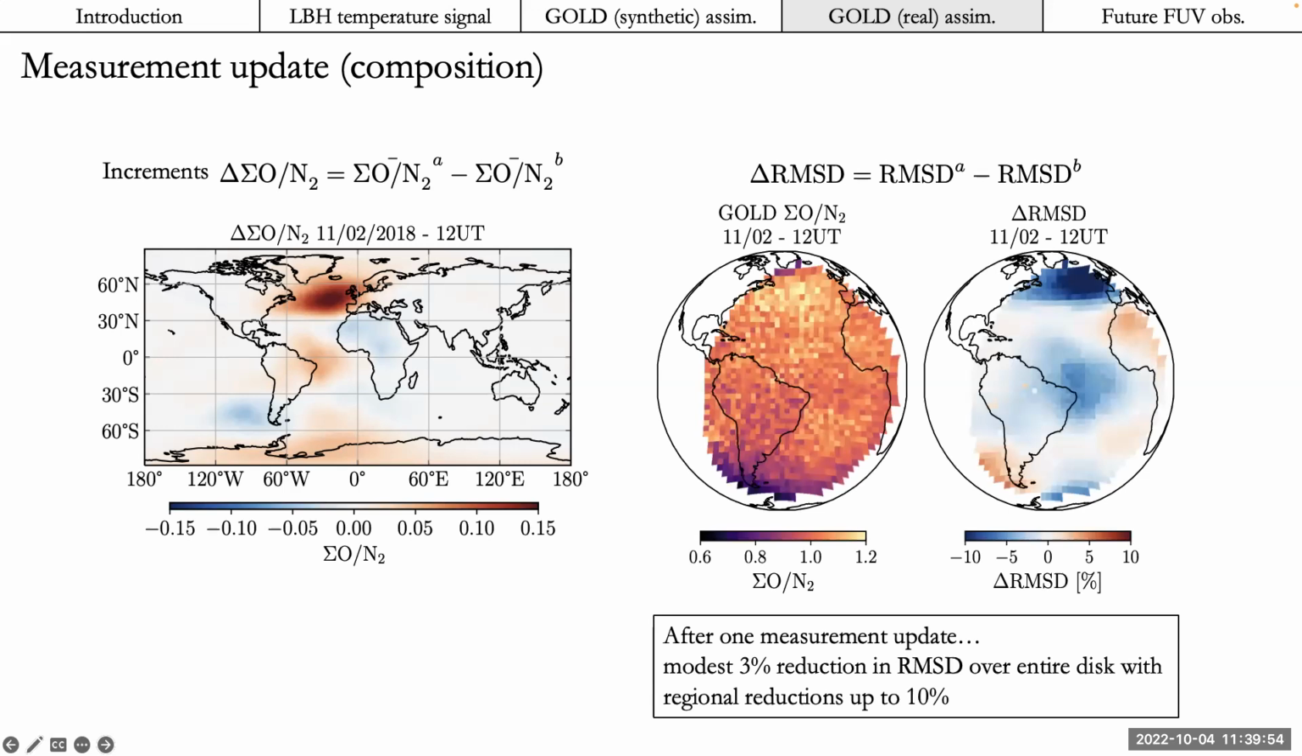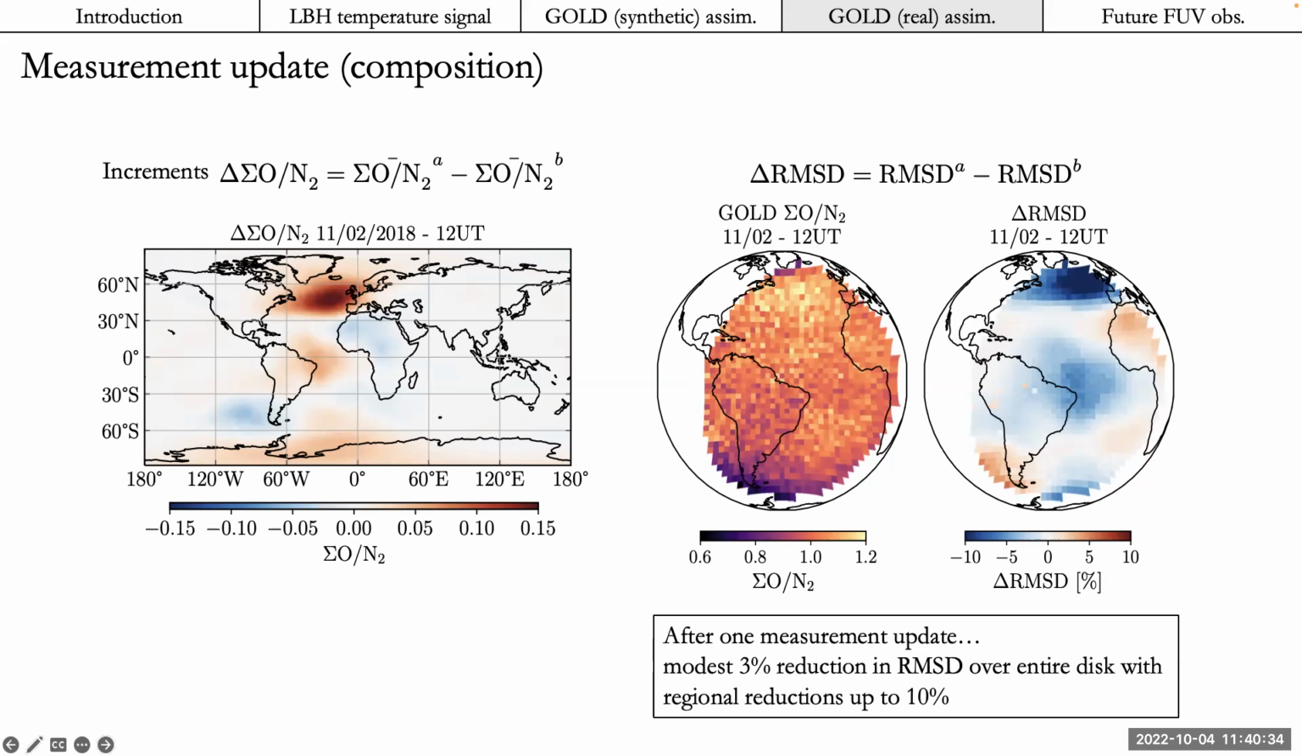Now, unlike temperature, where there are very few independent sources to compare against, in the case of O to N2, we can directly compare against GOLD retrieved O to N2. The left plot in the figure on the right shows the GOLD O to N2 product at the same time of the 2-channel ratio assimilation. The rightmost plot shows the change in the root mean square difference from the forecast to the measurement update with respect to the GOLD retrieved O to N2. And so here blue means that the measurement updated WAM O to N2 ratio is closer to the GOLD O to N2 than the forecast.